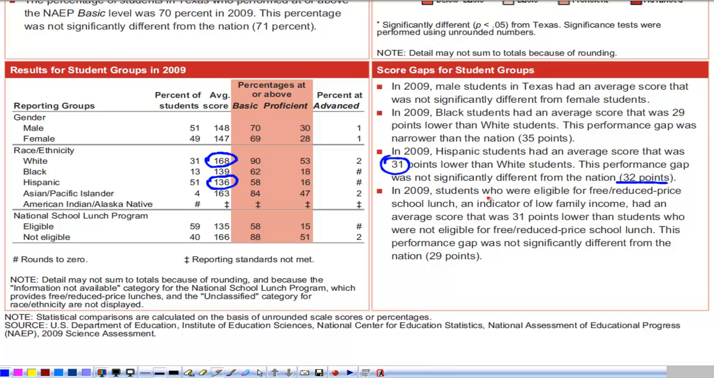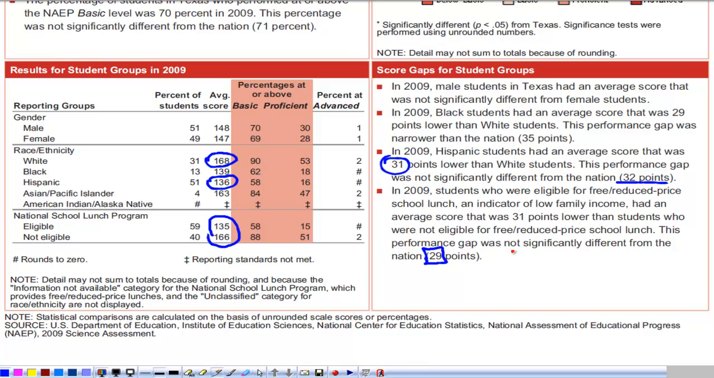And then in 2009, students who were eligible for free or reduced price school lunch had an average score that was 31 points lower than students who were not eligible for free or reduced price school lunch. This performance gap was not significantly different from the nation. So your national school lunch program, this isn't students that are using it, it's students that are eligible for it. There's a difference between these average scores of 31, and that difference is really about the same as the nationwide average of 29, and that's what we mean.